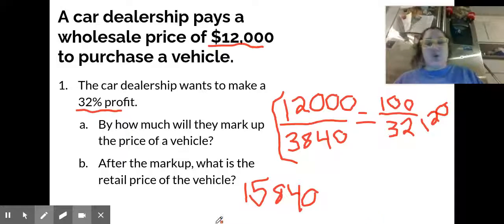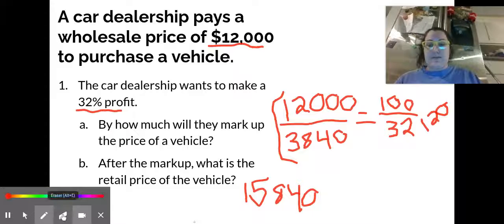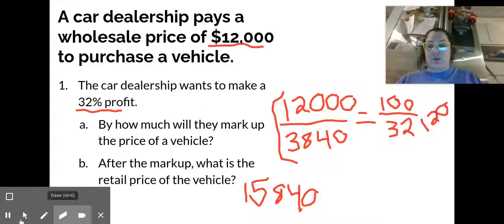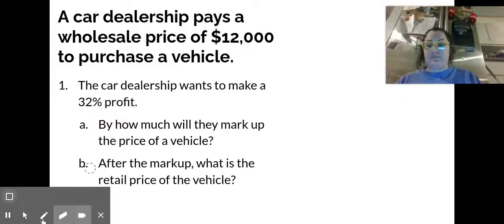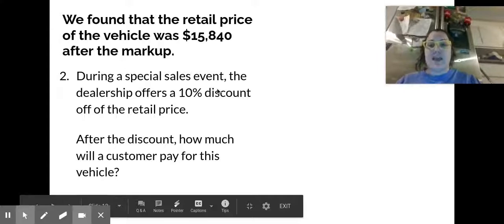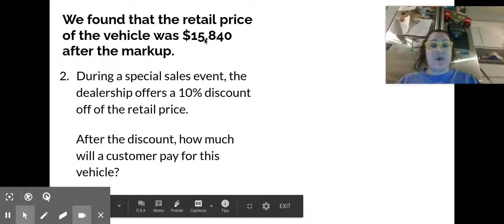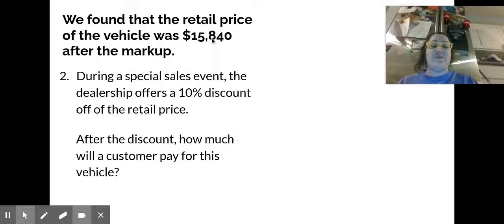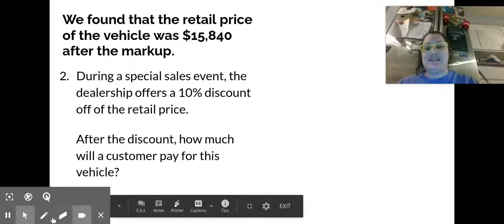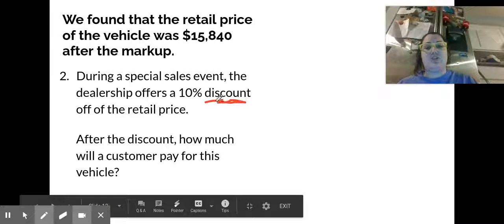Okay, so we're going to keep that number in mind, 15,840, because we're going to use it on this next problem. Question number 2 says, hey, we know that the price of the car for you originally was $15,840, but you know what? They were nice enough and they said, we'll give you a 10% discount. It's a markdown, a discount. So you guys should know that word discount.